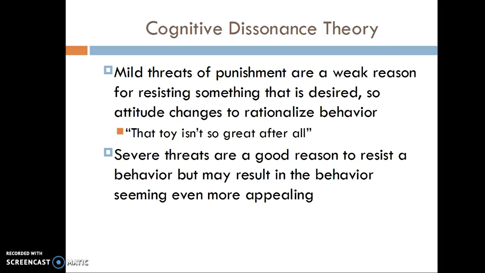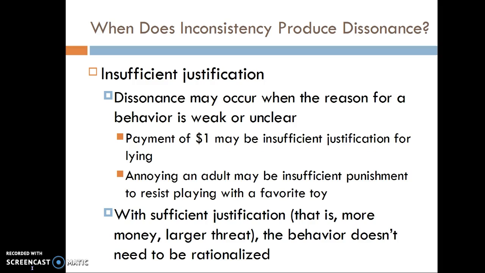So the idea here is that the children probably felt in the mild condition that the toy isn't so great after all. The children in the severe threat condition, though, had good reason to resist the behavior, but that may result in the behavior seeming even more appealing. So we can see here that dissonance is produced when there is insufficient justification. So basically the take-home message here is that you want to give children small rewards if you want their attitudes to change, not large rewards, and you want to give children small punishments instead of large punishments if you want them to change their attitude and their behavior.